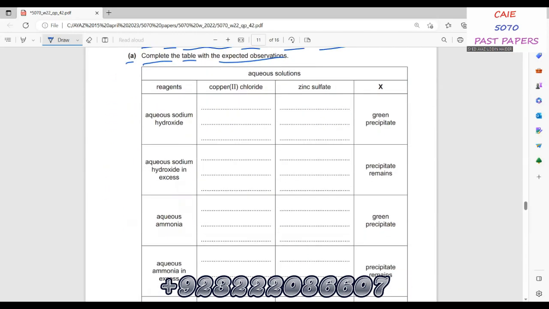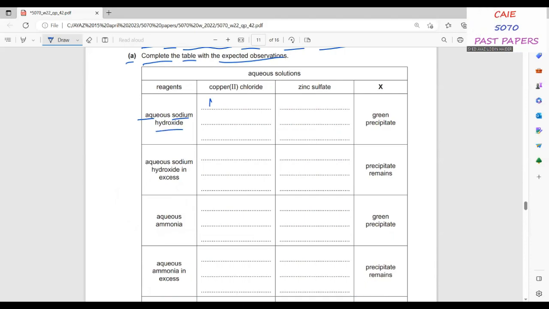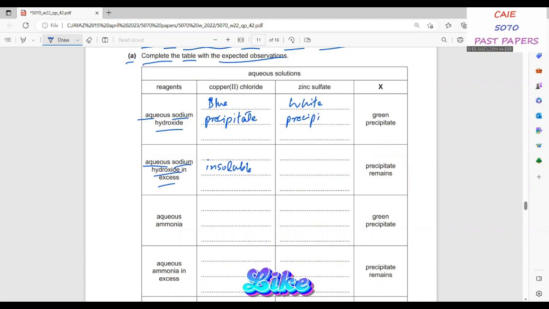So the reagent is aqueous sodium hydroxide, and for copper 2 chloride, we will get blue precipitate. In excess of aqueous sodium hydroxide, this will remain, or insoluble. In case of zinc sulfate, we get white precipitate, and it's soluble in excess, so you will write soluble here. For X, we'll get green precipitate, and the precipitate remains.